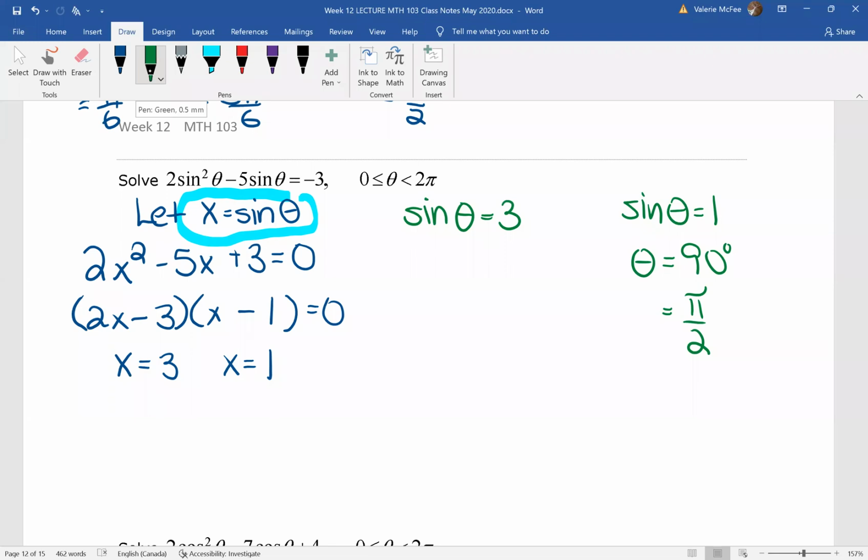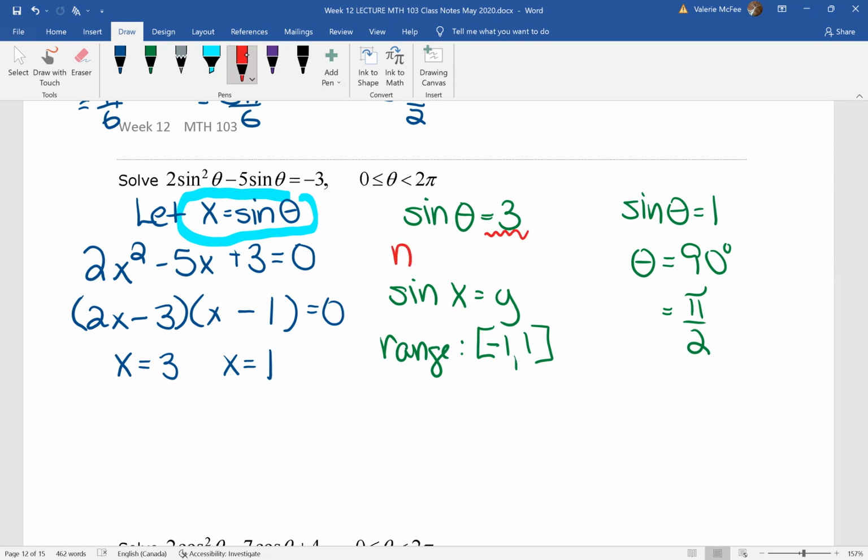We just solved sine theta equals 1 in the last question, so I don't need to show any work here. But let's think about sine theta equals 3. Remember last week when we were graphing, we had these equations, sine of x equals y, and we said that our range, the y values, were from -1 to +1. 3 is outside of that range. This equation has no solution.